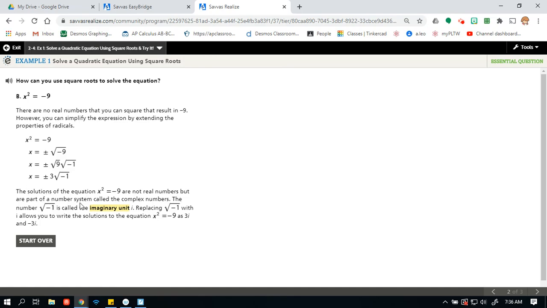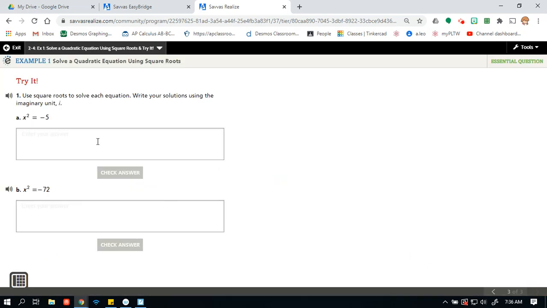The solutions of the equation x squared equals negative 9 are not real numbers, but are part of a system called the complex numbers. The square root of negative 1 is called the imaginary unit, or i. See, they kind of italicize it. Like I said, it's kind of fancy. Replacing the square root of negative 1 with i allows you to write the solution to the equation x squared equals negative 9 as 3i and negative 3i. So in here, they do want you to write it out as negative 3i and 3i.